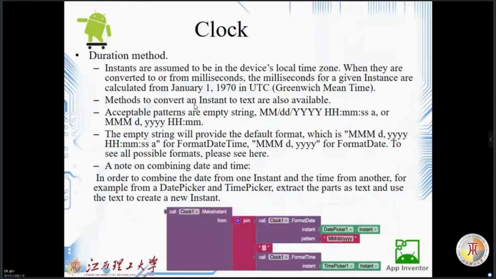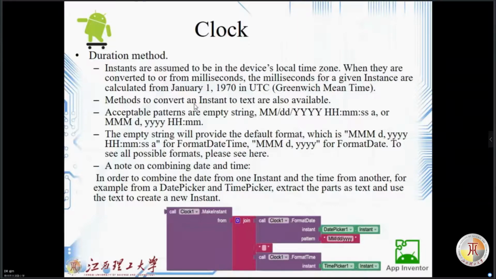Methods to convert an instant to text are also available. We have an acceptable pattern, something like month, date, year, hours, minute, and second, or month, space, D and YY, and H caps dots M small. These are the methods that you can work with the clock part.